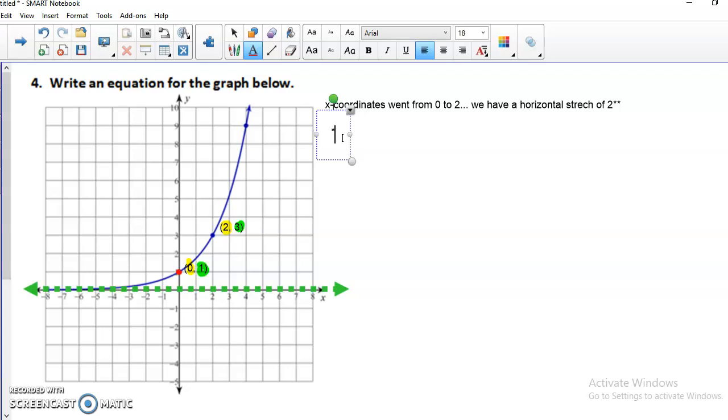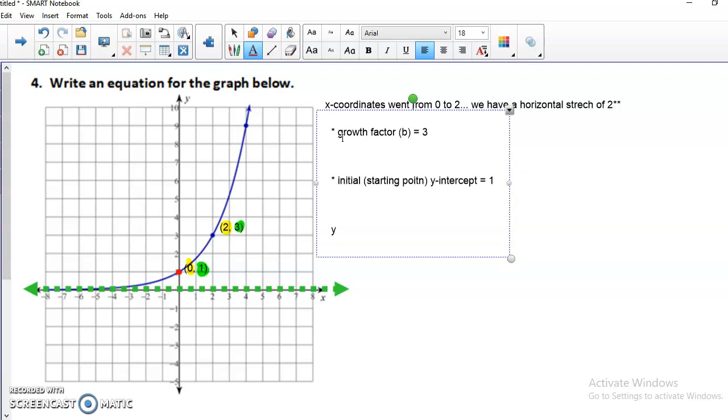So my growth factor, or what we call B, is equal to 3. And then of course our initial or starting point, which is the y-intercept, and this one is just at 1. So when we go to write our equation, we would have y equals my starting point, 1, times my growth factor of 3.